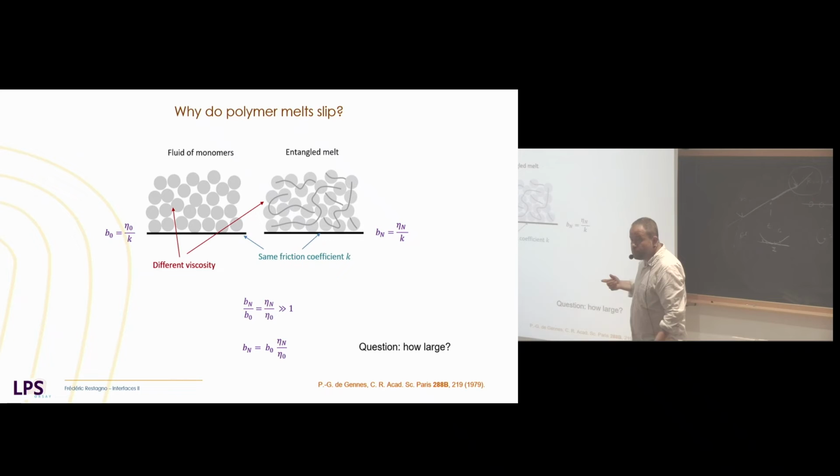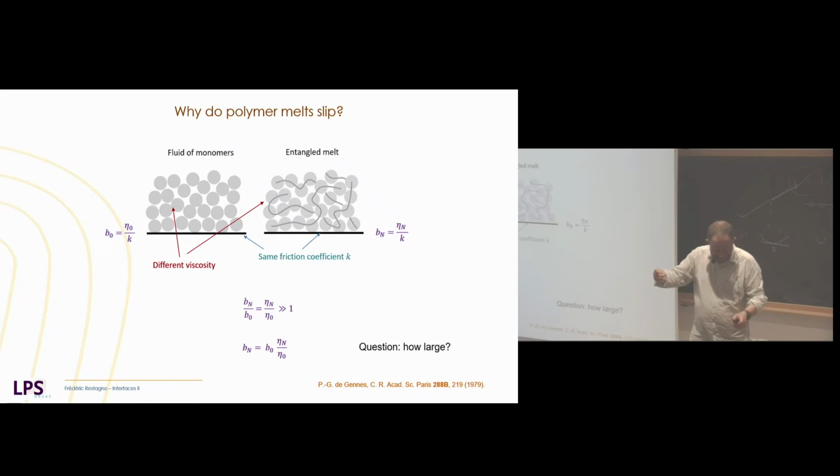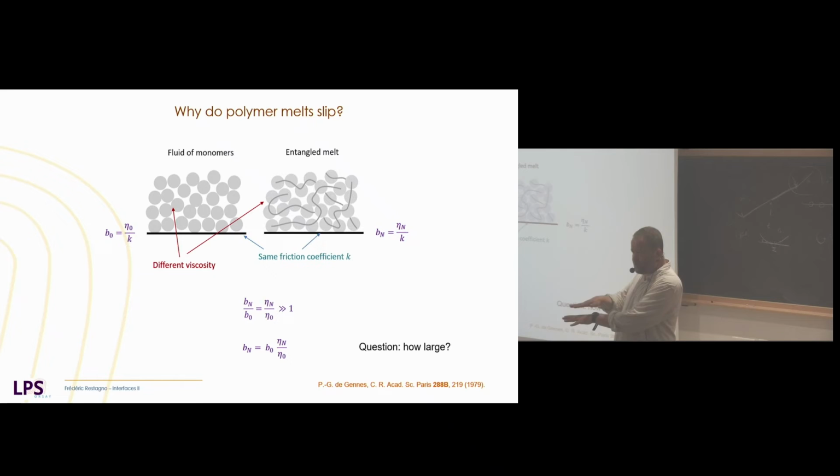What I measure is simply, you measure the slip length. So again, you know the viscosity, because you are doing the rheometry nicely, avoiding the slip. And then you know eta, the viscosity, and then you measure the slip length with all the techniques I've shown before, and then you say b is eta over k.